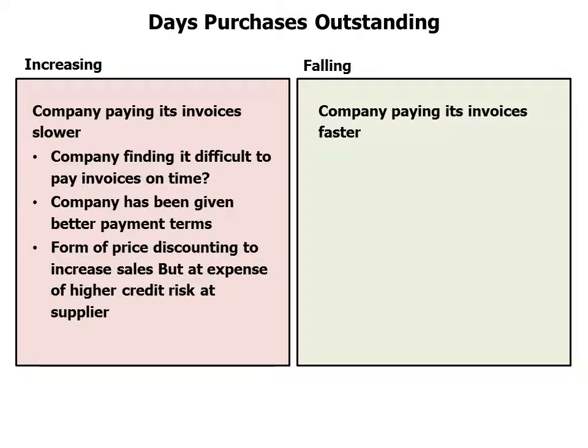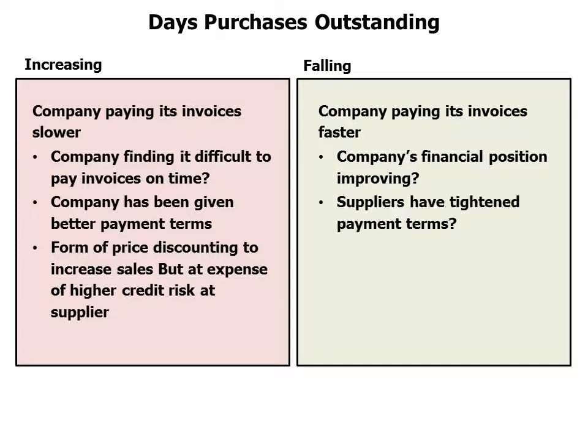If days purchase outstanding is falling, this means that the company is paying its invoices faster. Could it be that the company's financial position is improving and it's able to now pay its invoices on time? Or more likely, has the supplier tightened payment terms so that the company has less time in which to pay for its goods?